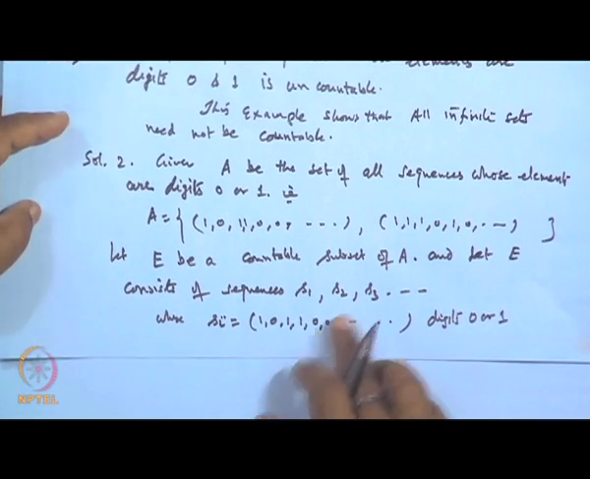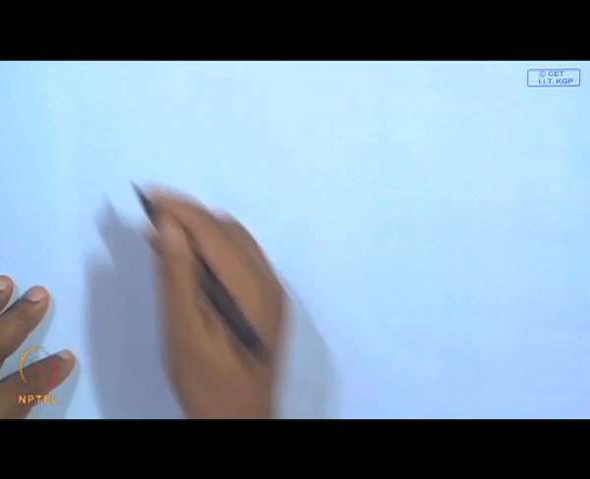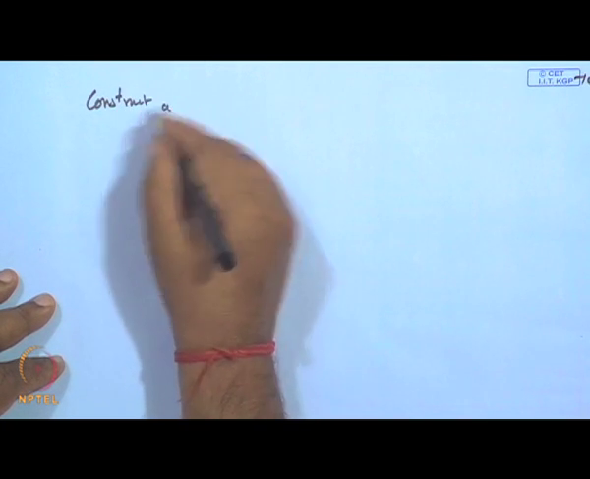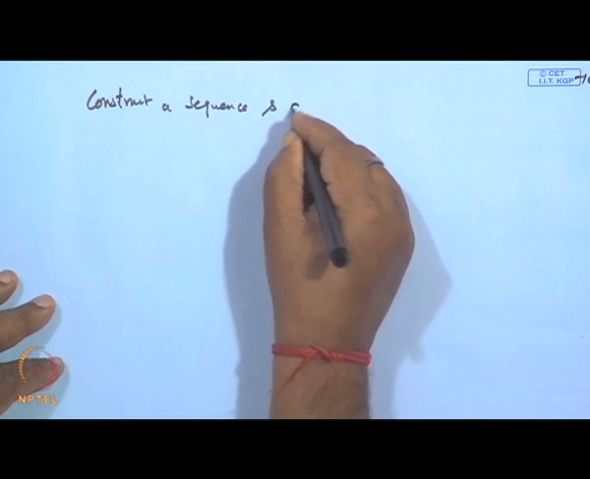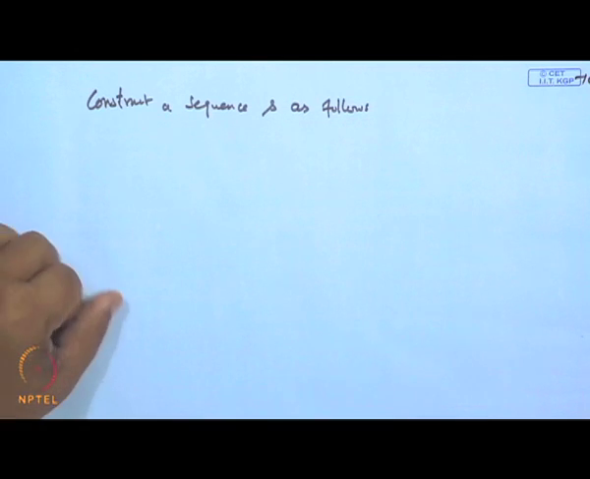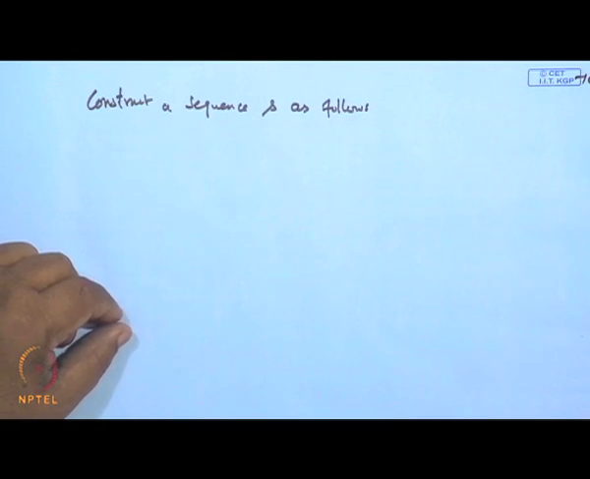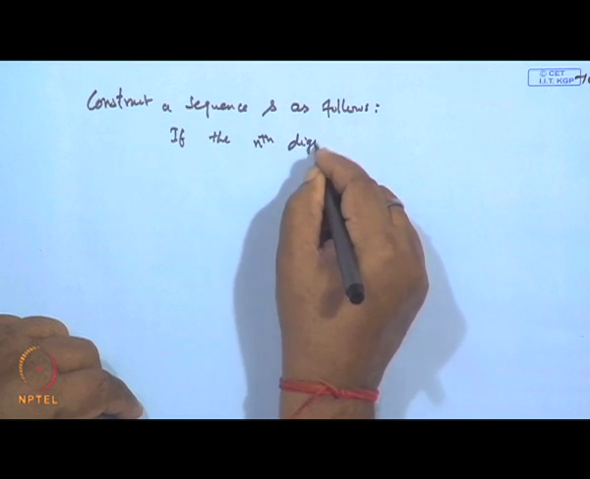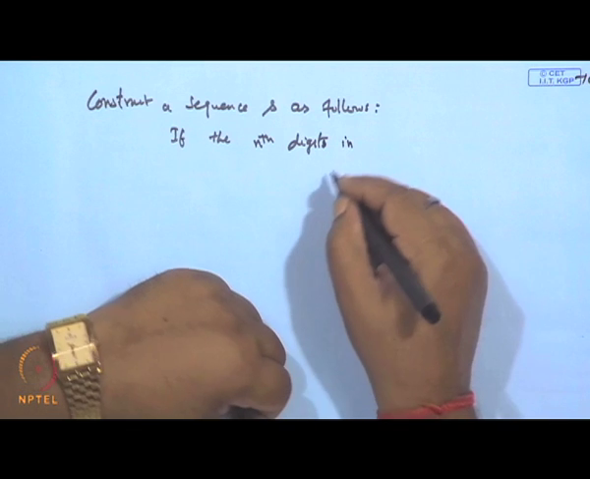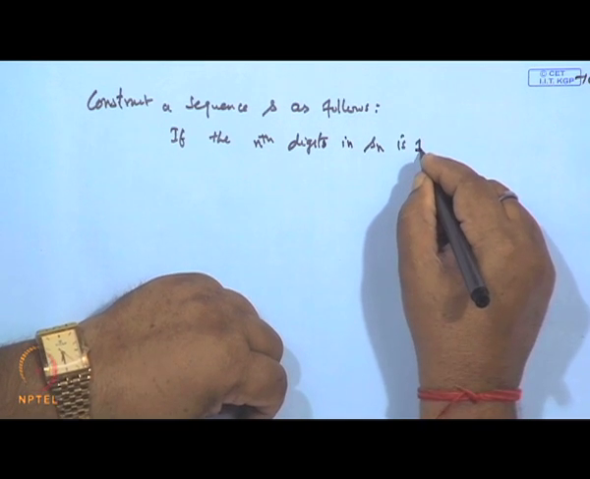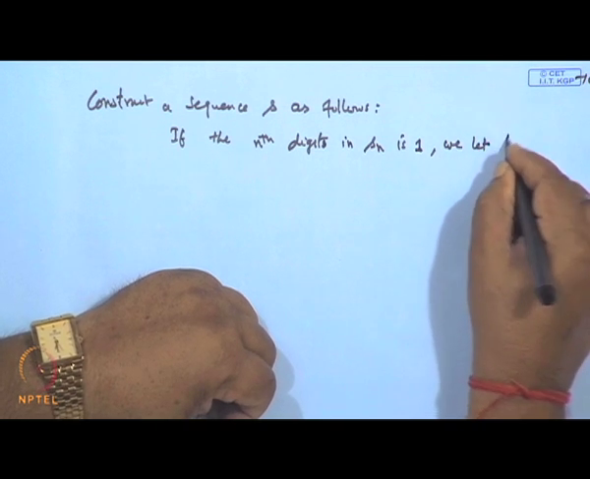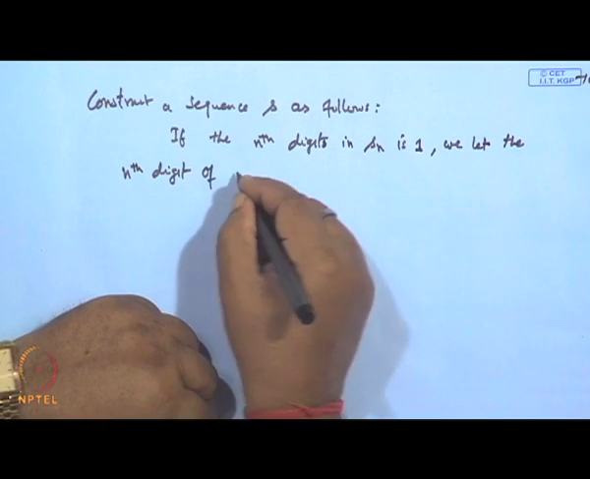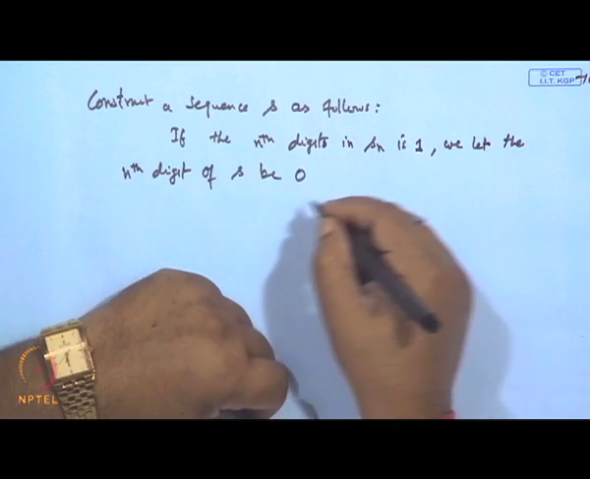Now, from this let us construct a new sequence S as follows. The way we are constructing the sequence is that if the nth digit in Sn is 1, then we let the nth digit of S be 0, and vice versa.